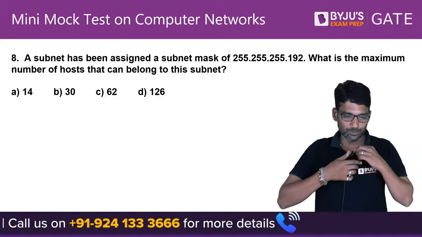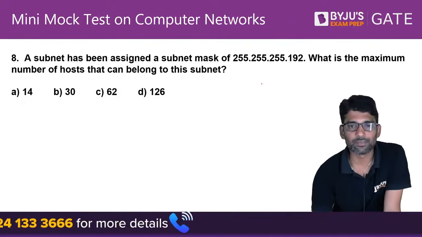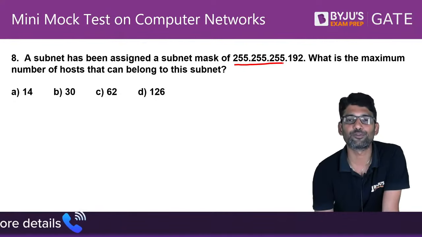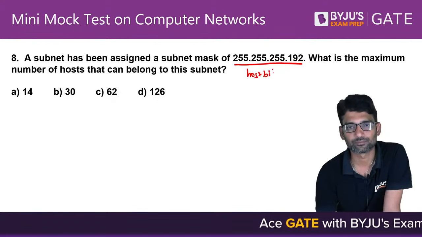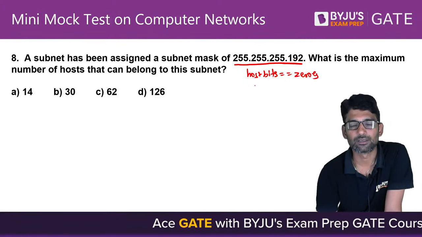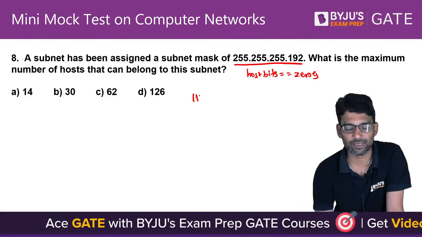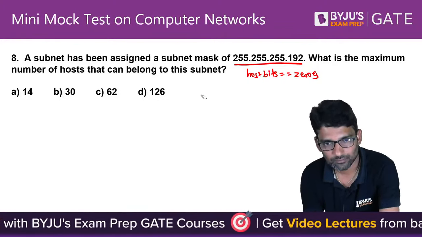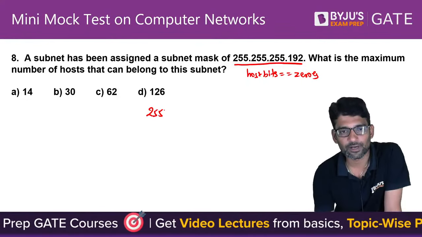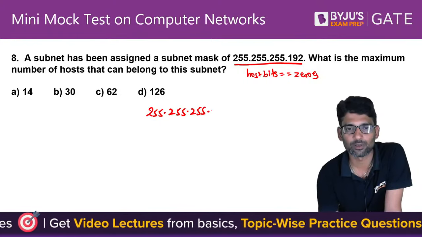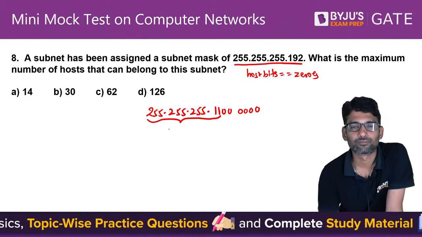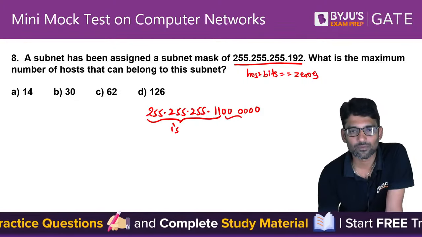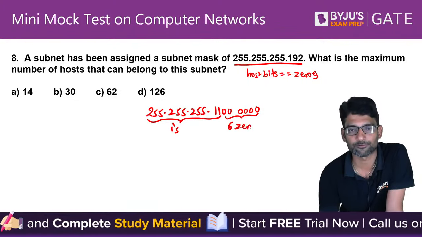Yes, 62 hosts. Subnet mask is given as 255.255.255.192. Right? Here, host bits would be zeros in the subnet mask. So here 255 means all ones. 255.255.255.192 I can write like this. However, these are all ones, so these are zeros. So 6 zeros we have.